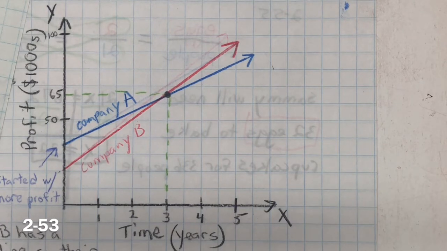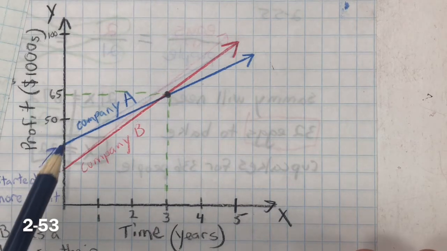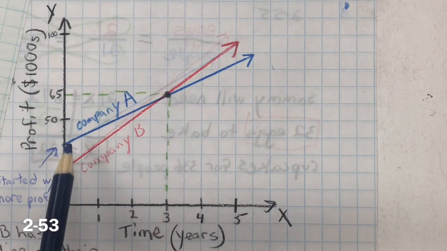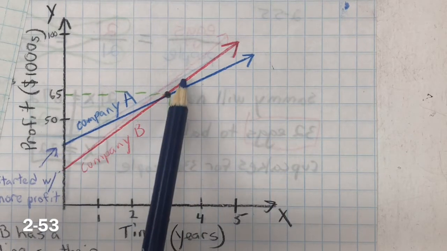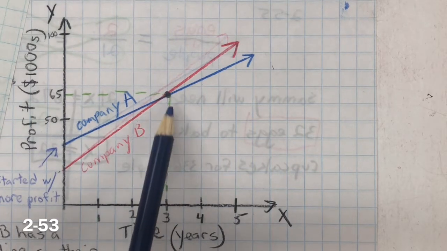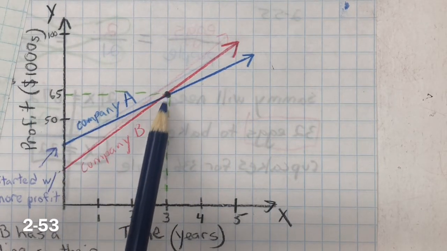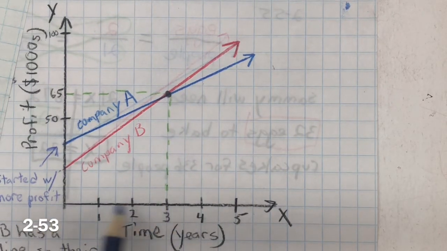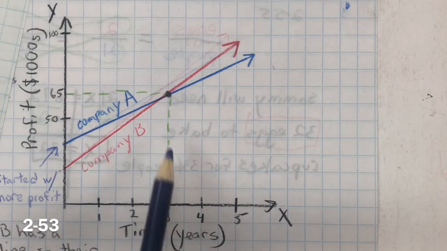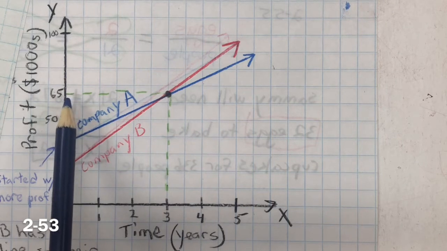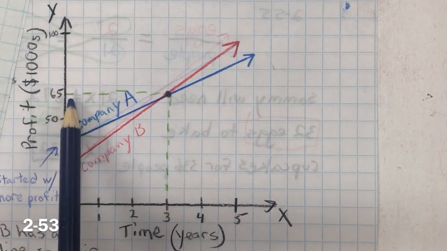For part B, in how many years will both companies have the same profit? Well, if we look at this point right here, this is called the point of intersection. This is where these two lines cross or meet. Think of an intersection where two streets meet. So here we have in the time 3 years, both companies will have approximately $65,000.